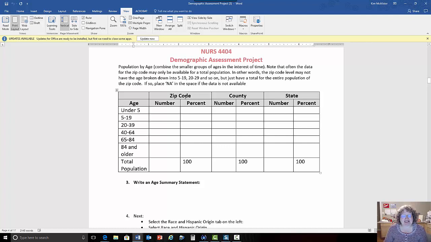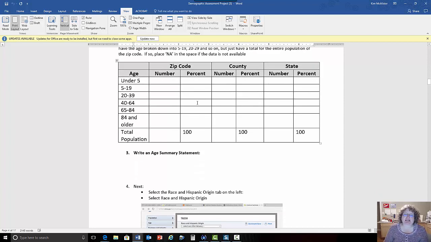So you'll go back to the census, uscensus.com, American Fact Finder, and then enter your county name and then enter the state name. So you'll be recording information at the zip code level, the county level, and the state level. So after you've collected this information, then write a summary statement about the ages.